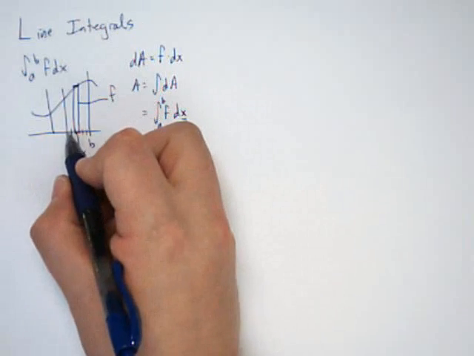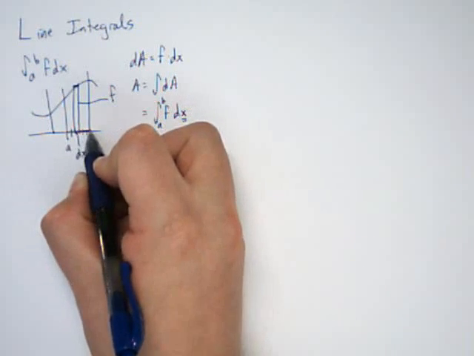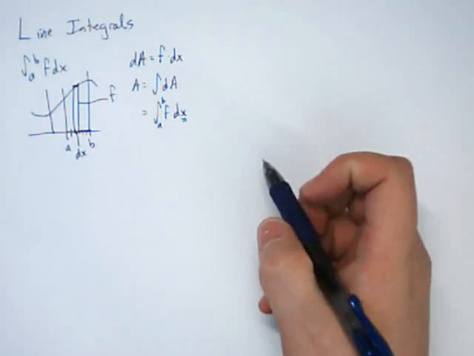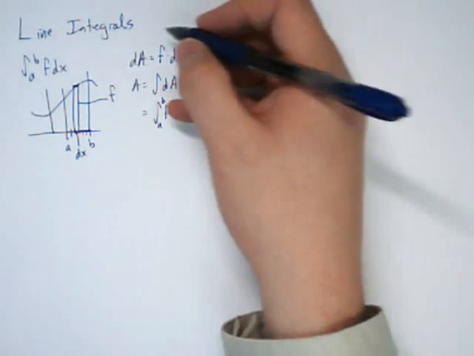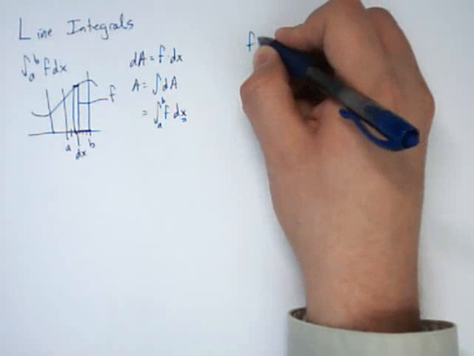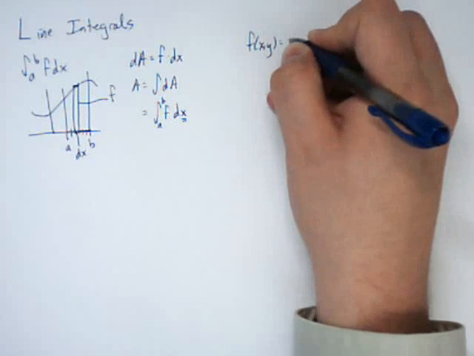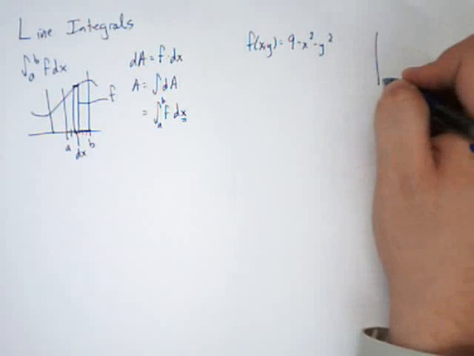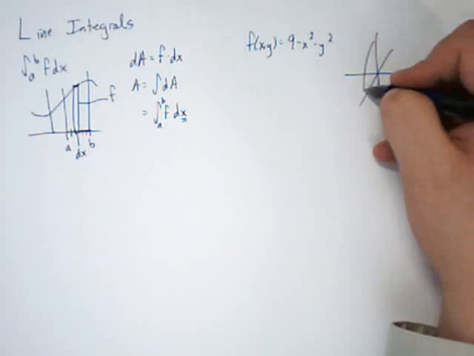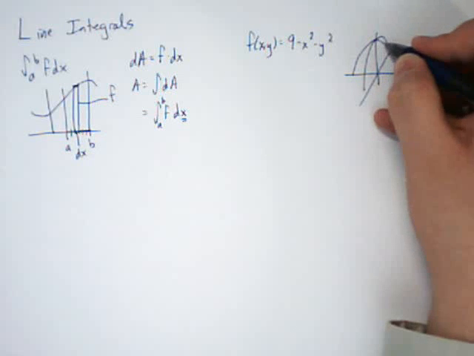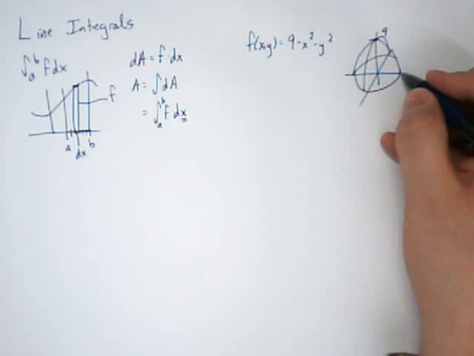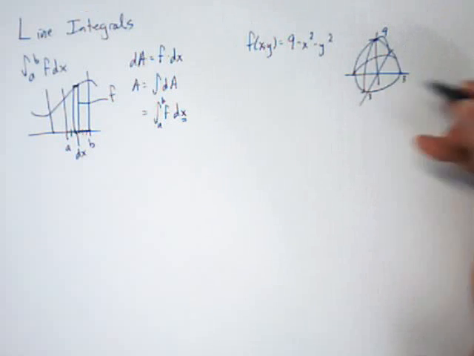The idea is we're going to take the interval, and rather than using an interval, we're going to use curves in the plane or curves in space and start integrating over them. So a line integral, we need an example. We'll take a function such as 9 minus x squared minus y squared. We know that function is a paraboloid opening downward. It starts at height 9, and when it hits the xy plane, it comes out radius 3.